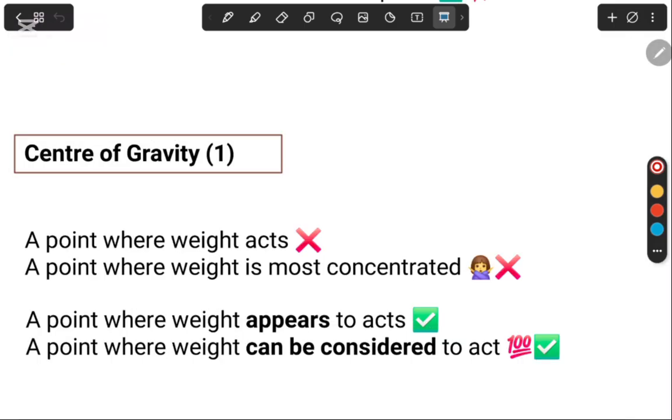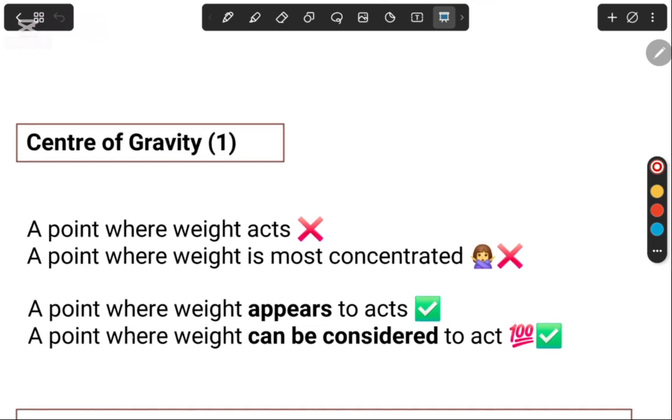Now, the next one is: what is center of gravity? Basically, 1 mark. Most students write the first 2 answers. They lose the mark. They start to say, where did I go wrong? Why is the examiner so strict? Well, the examiner is quite strict with this, and it's understandable because these 2 are not the definition of center of gravity: a point where weight acts, a point where weight is most concentrated. These 2 are wrong. Do not use these definitions at all.